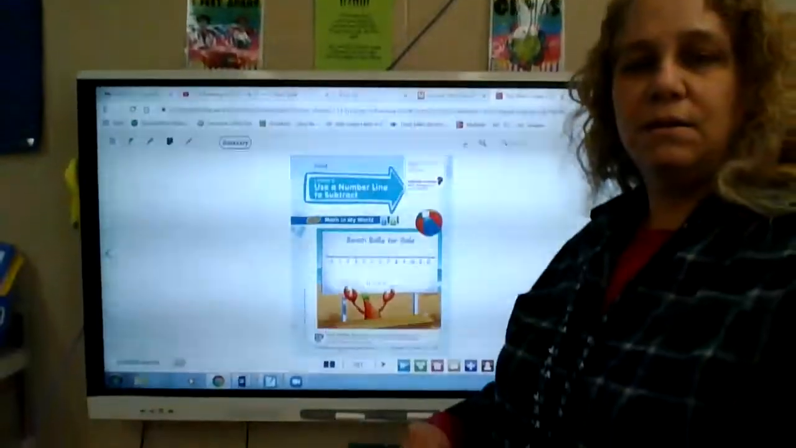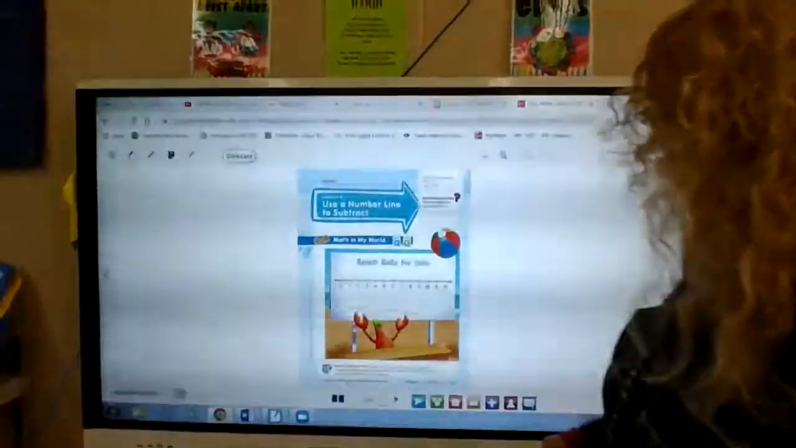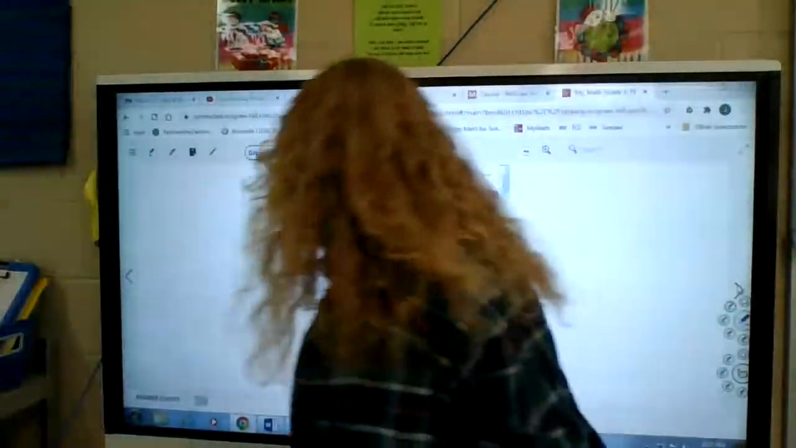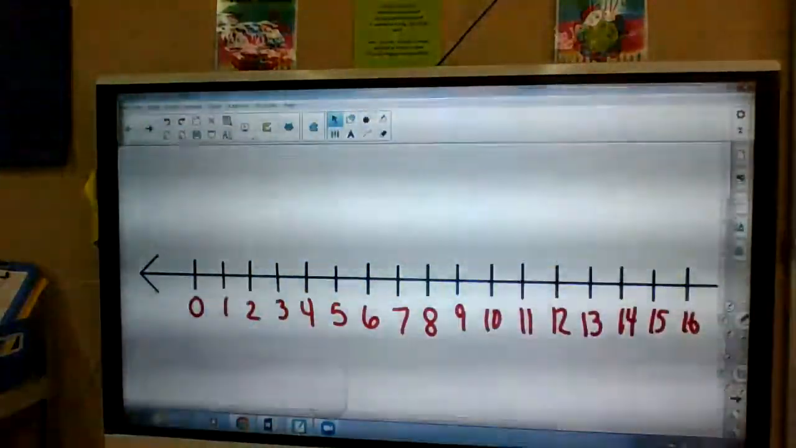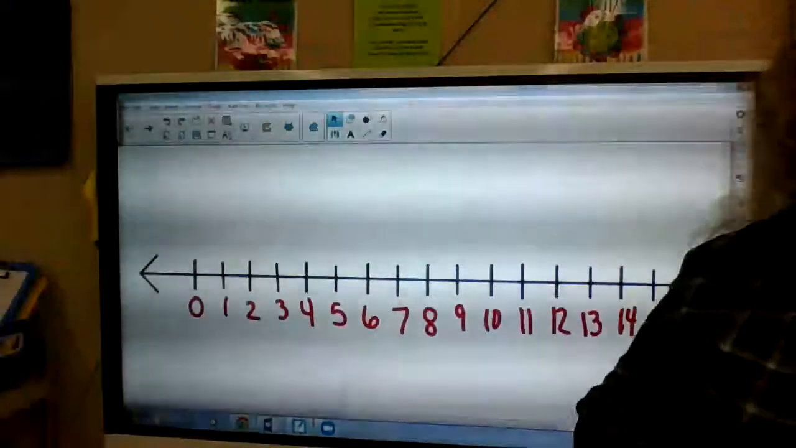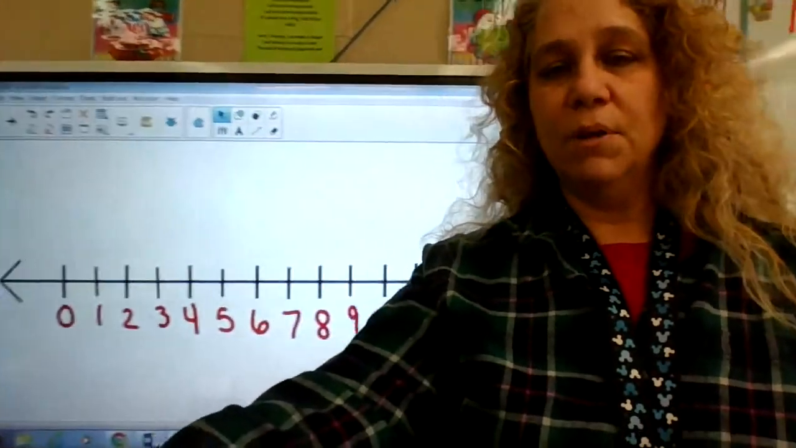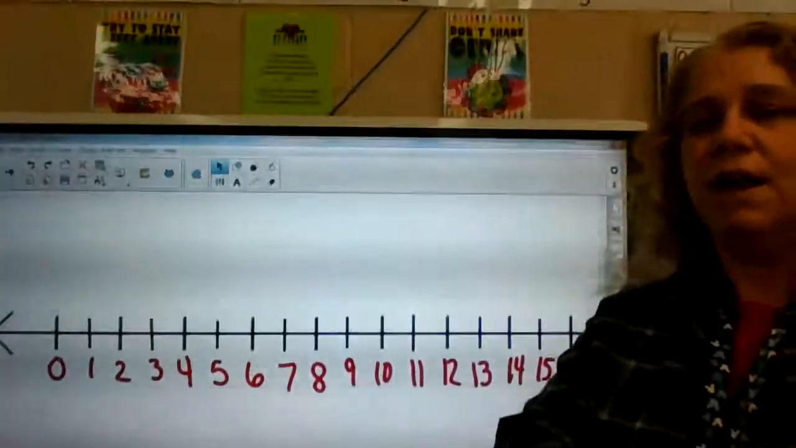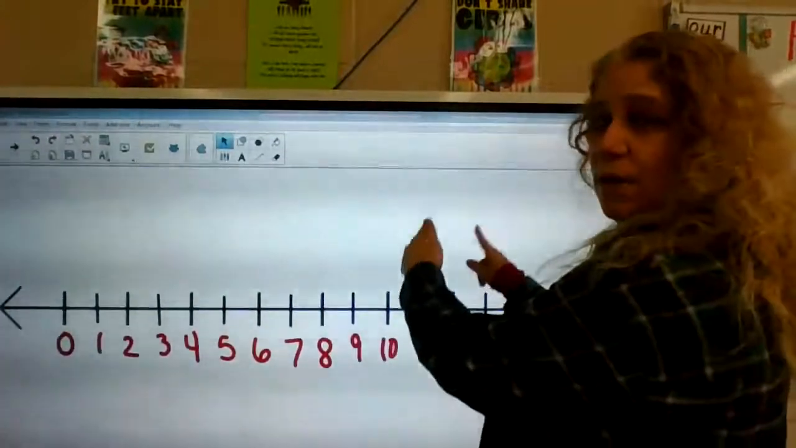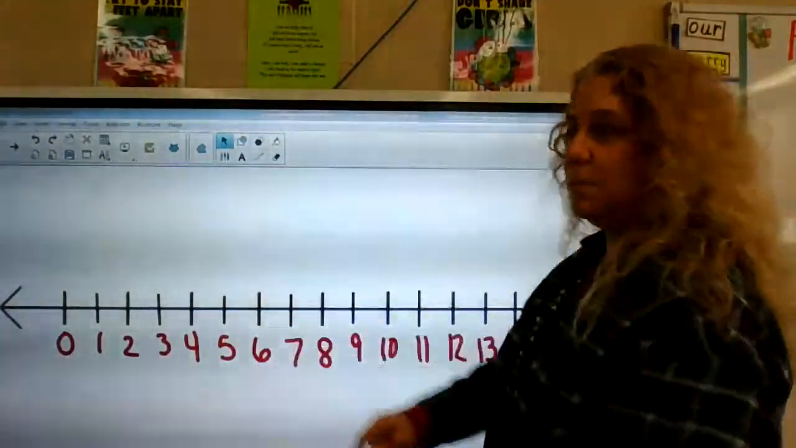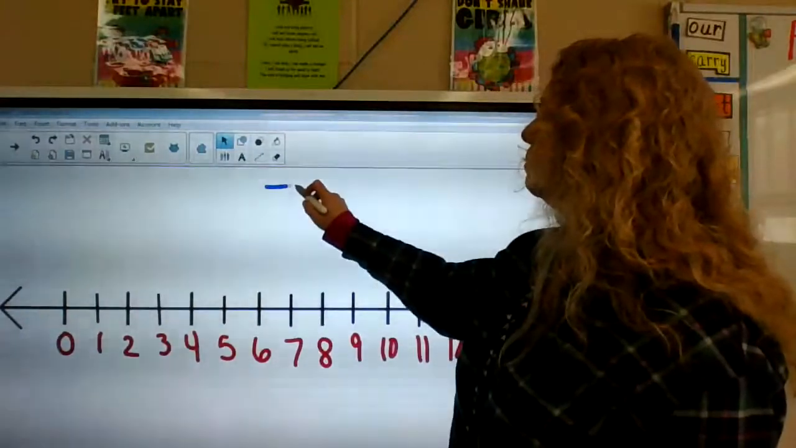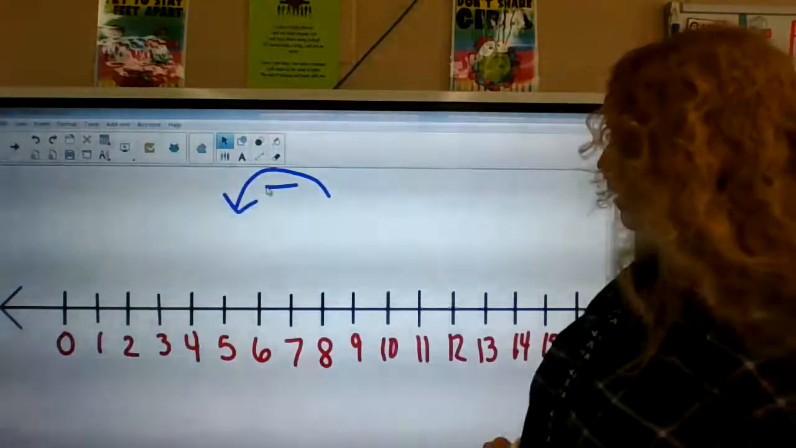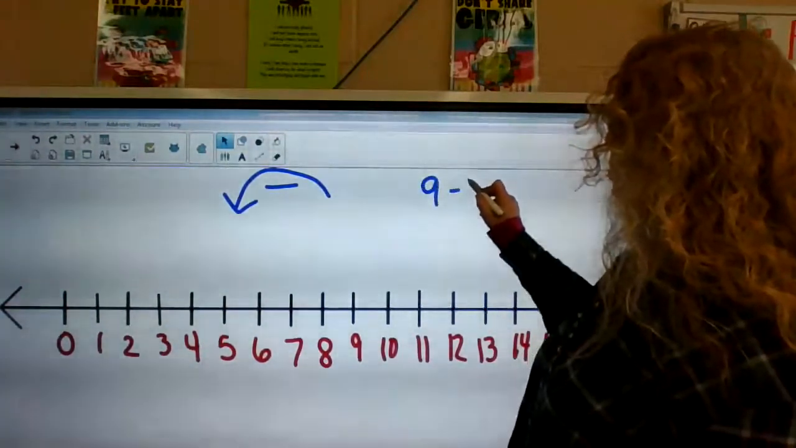So today, this is the paper you need for today. It's using a number line to subtract. Before we look at that, I have a number line up here. We're going to be using a number line to subtract. Now we learned how to use a number line to add, and it's almost the same thing except instead of counting forward or jumping forward as we add, we're going backwards, because to take away, to subtract, you go that way.